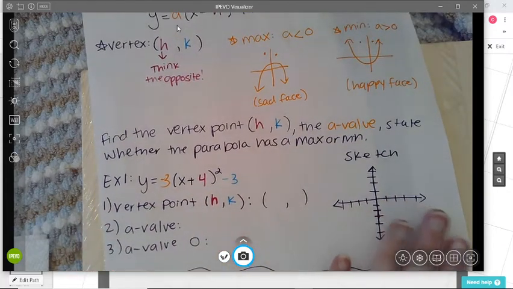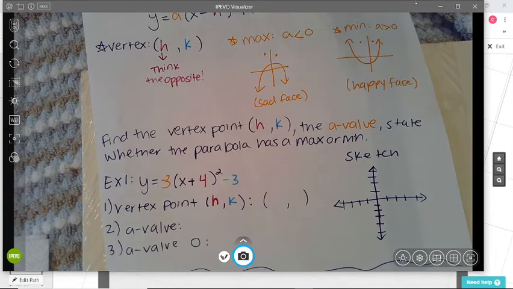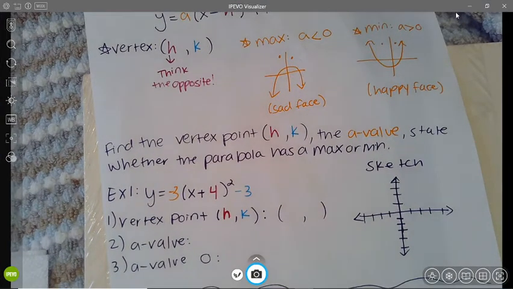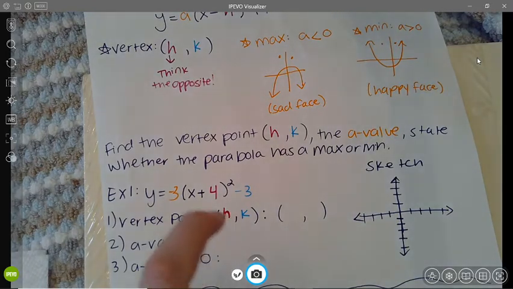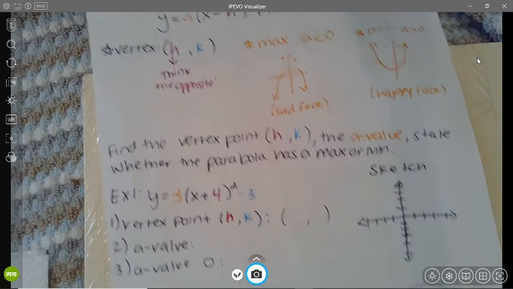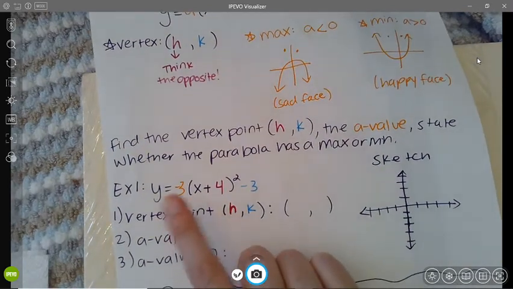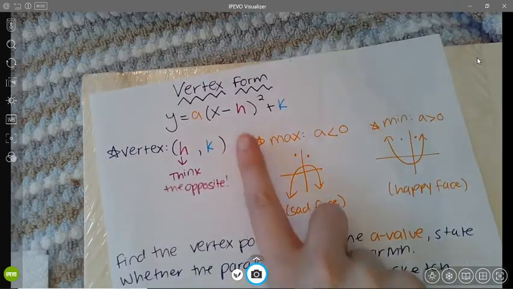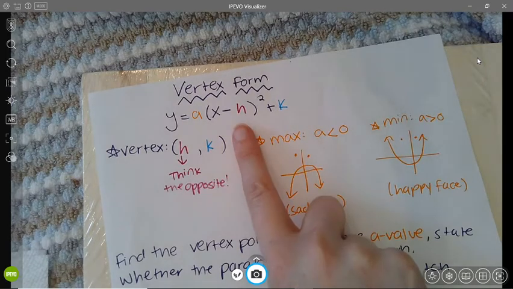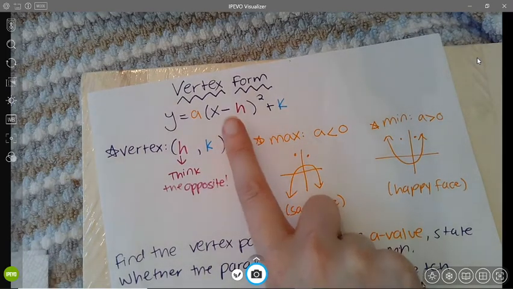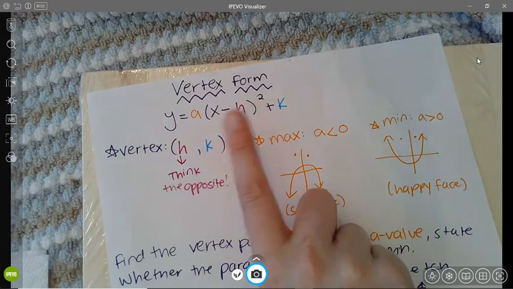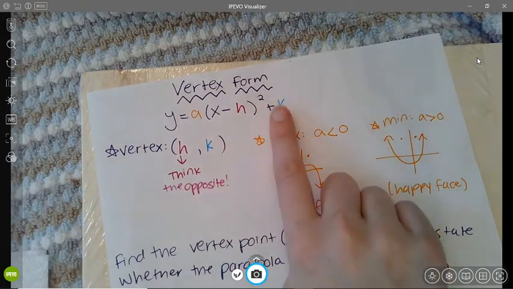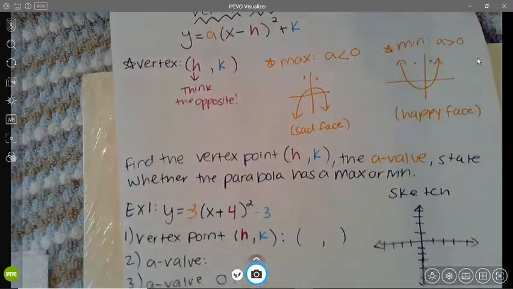And using that, we can draw a really rough sketch. It's not going to be very accurate, but we can kind of know what the graph's going to look like based off this information. Okay, let's get started. On this equation, I want to know the vertex point, which is the h and the k in the formula. The h is whatever is added or subtracted to the x, and don't forget we have to flip the sign. The k is whatever is added or subtracted onto the end.